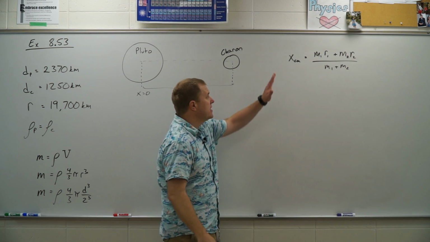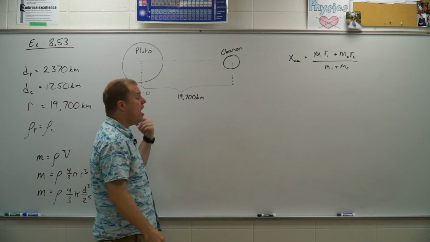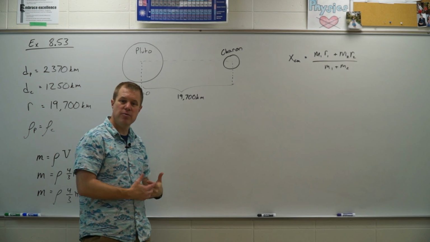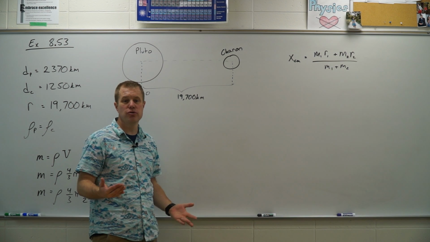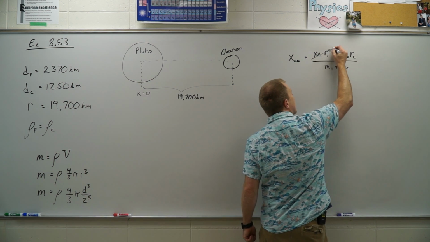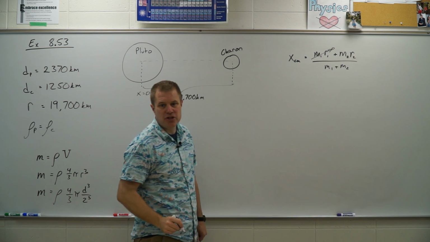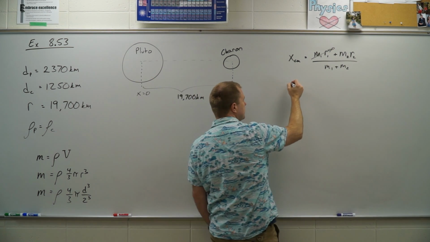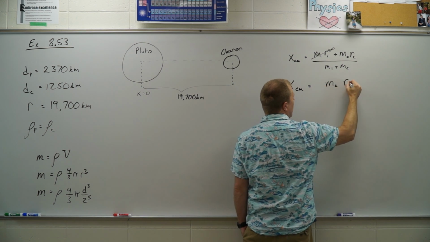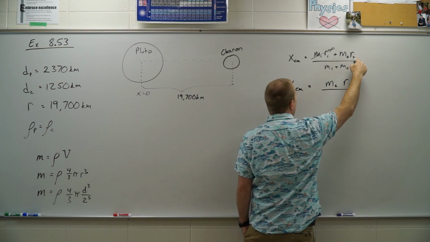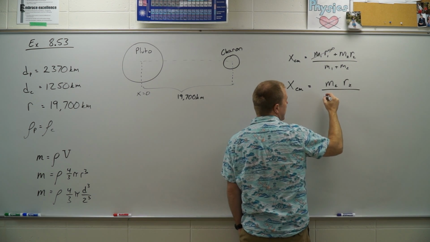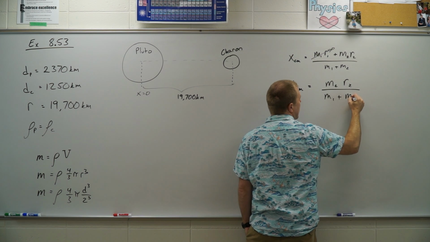All right, so I set up my center of mass equation. I'm going to choose the center of Pluto as x equals 0. Whenever you find a center of mass, you need to choose a location where x equals 0. For me, that's kind of nice because that gets rid of that term in my equation. And so now I have xcm is equal to m2 r2, where r2 is this 19,700, and m1 plus m2.